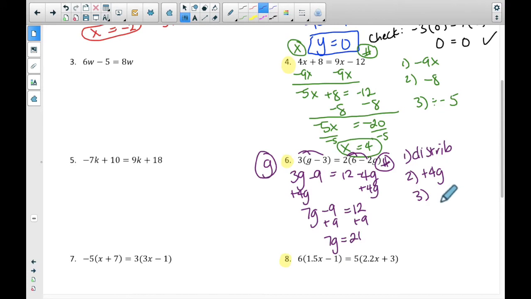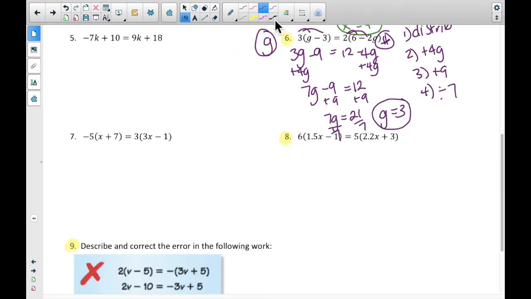And again, if you need to use your calculator, that's fine. 12 plus 9, that's 21. So what did I do? I added 9 to both sides. My fourth step is going to be divide by 7 because I want to get that g all by itself. And I use my calculator and I take 21 divided by 7 and I get an answer of g equals 3.